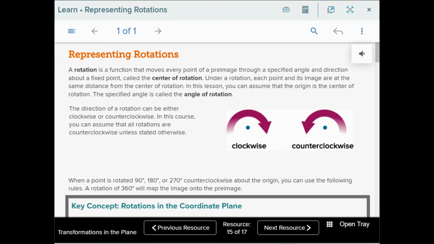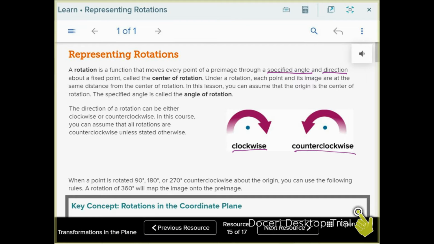So a rotation is a function that moves every point of your pre-image or your starting shape through a specified angle and direction about a fixed point. They'll tell us what angle they want us to spin it, and which direction we need to go. Our two directions are clockwise and counterclockwise, but we'll get to that. At any rate, we rotate around a fixed point. The point that we choose to rotate or turn around is called our center of rotation.